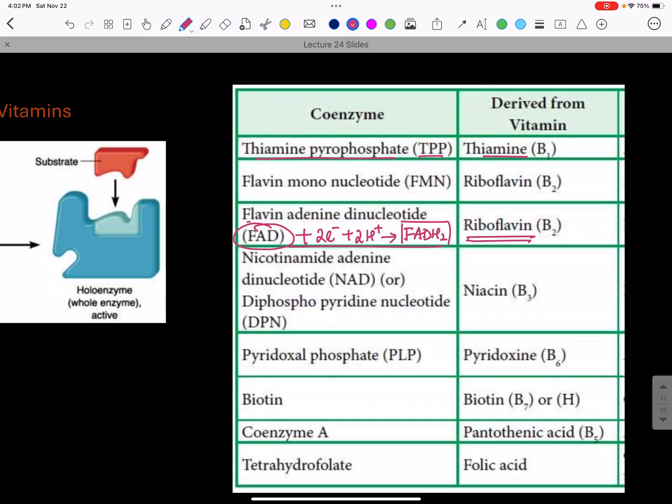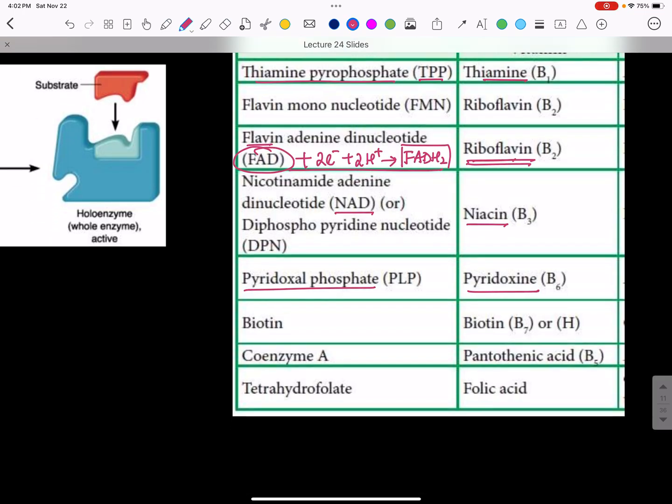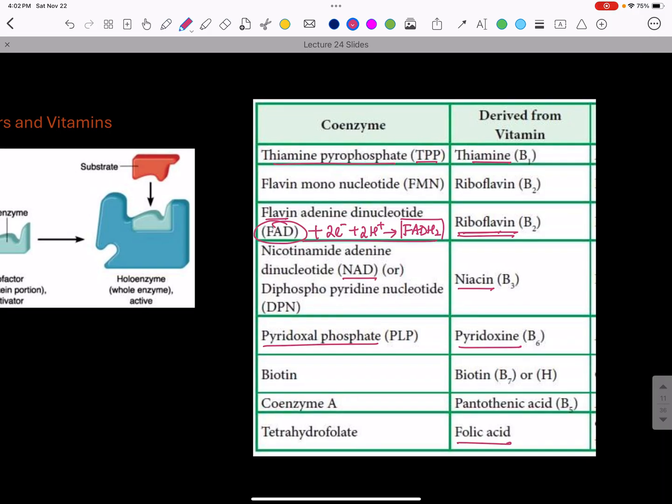Now the NAD is based off of niacin, vitamin B3. Pyridoxal phosphate, which is vitamin B6, pyridoxine, biotin, pantothenic acid, folic acid, all of these are the basic molecules that will be useful for the formation of cofactors. And these cofactors are necessary for most of these enzymes to be active.